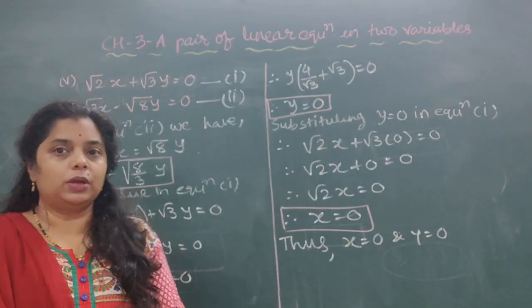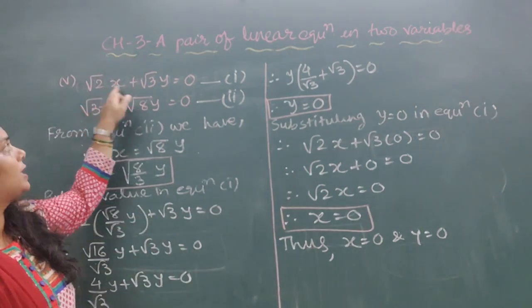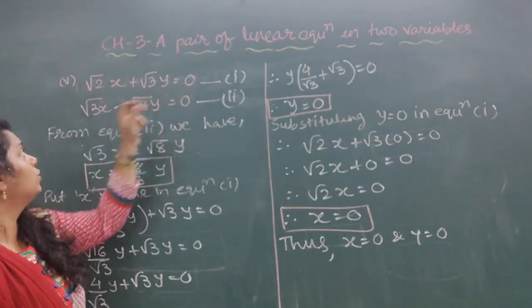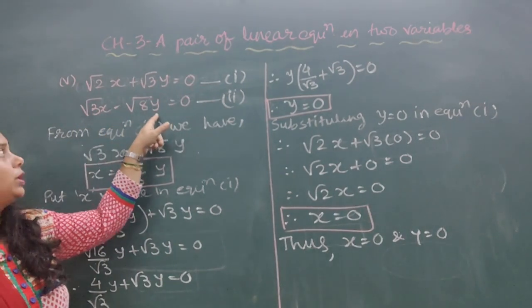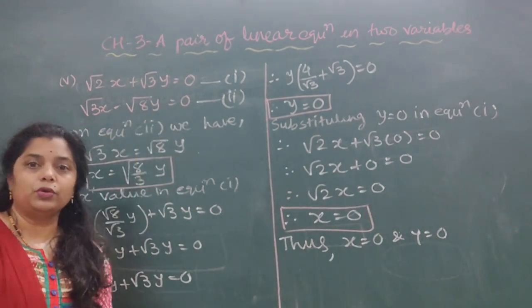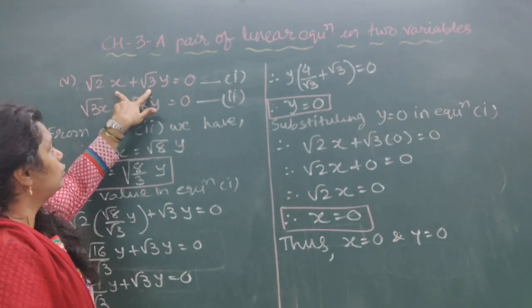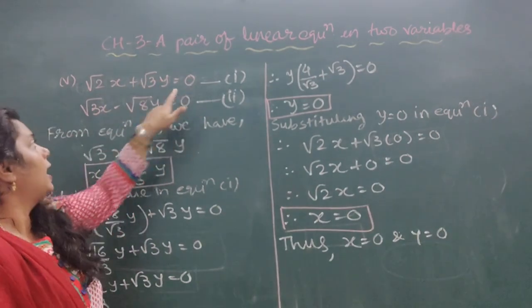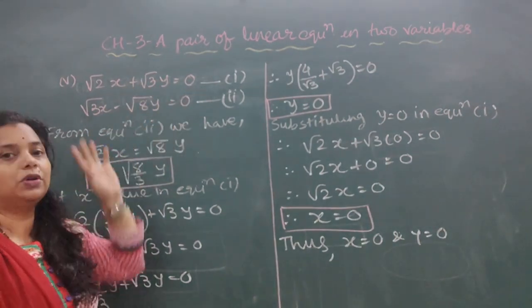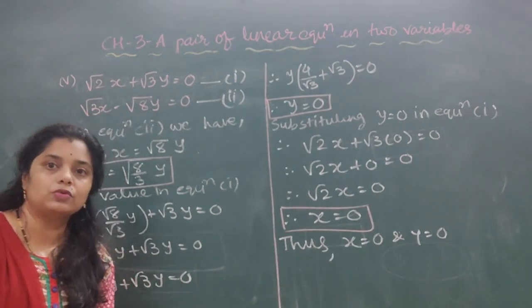Now let's do the fifth one. Here it is given that root 2x plus root 3y is equal to 0, and root 3x minus root 8y is equal to 0. If you notice, the addition of both terms is equal to 0 and the subtraction of both terms is equal to 0. So let's see how to solve.